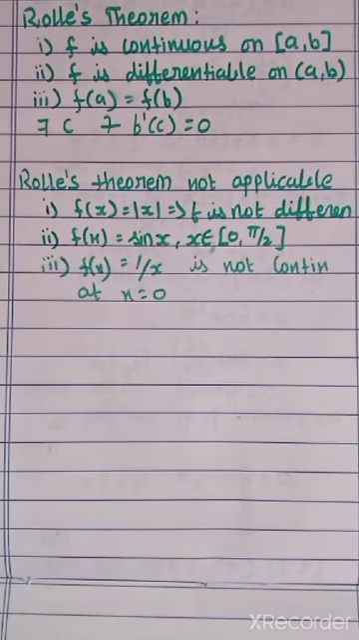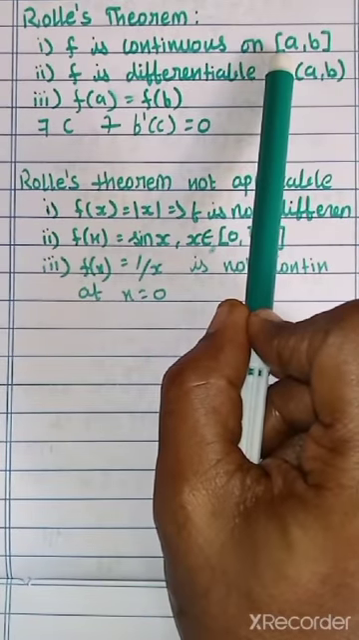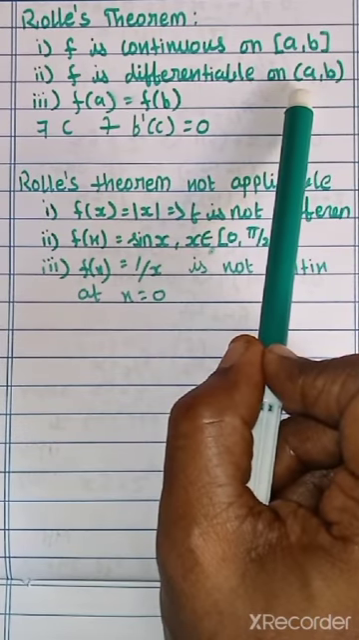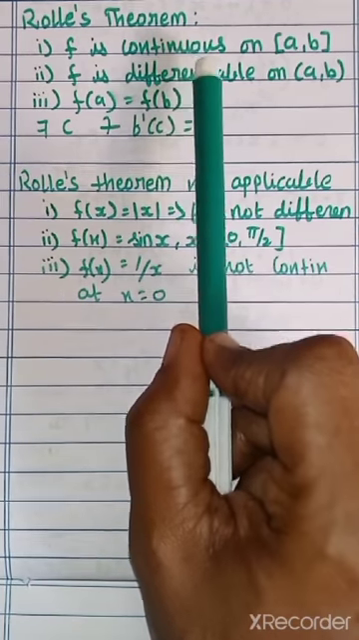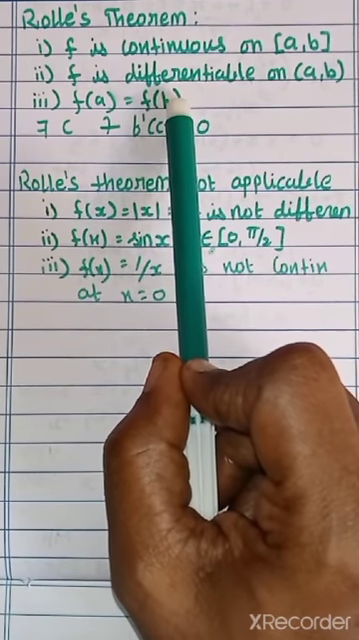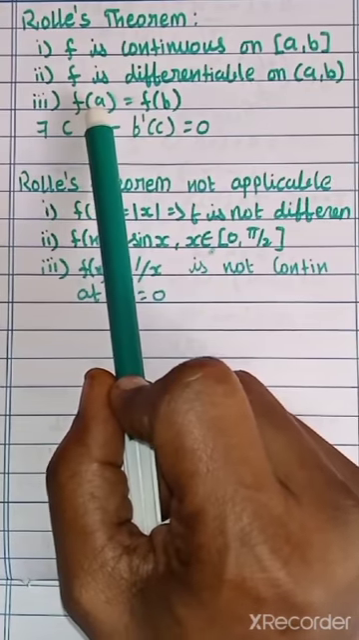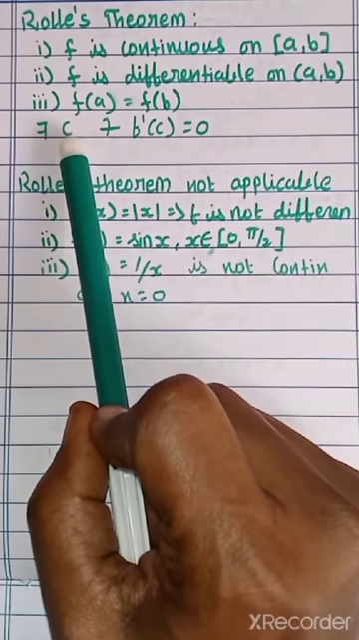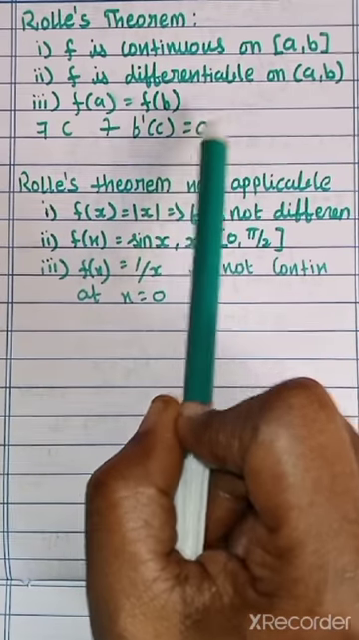So Rolle's theorem, what are the three conditions? f is continuous on the closed interval AB, f is differentiable on the open interval AB, and f of a equal to f of b. If these three conditions are satisfied, then we can say Rolle's theorem is applicable. So if f of a equal to f of b, then there exists one c such that f dash of c equal to 0. This is the whole definition of Rolle's theorem.